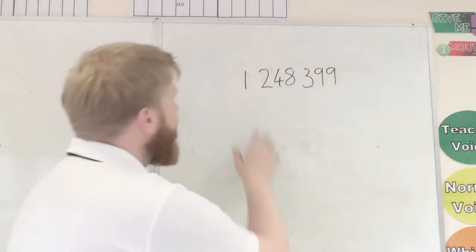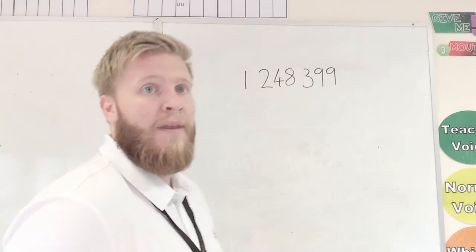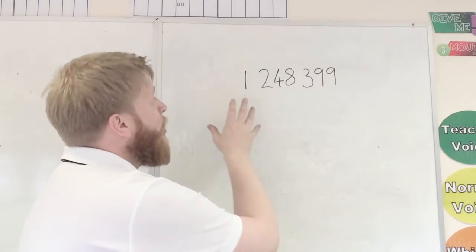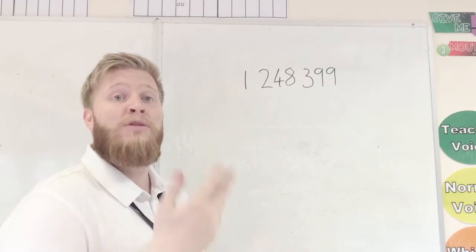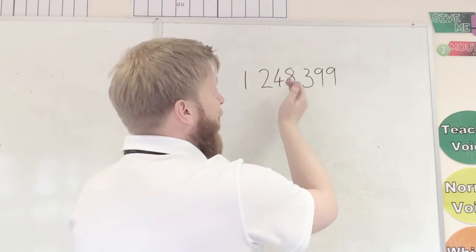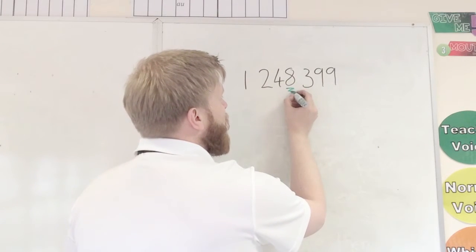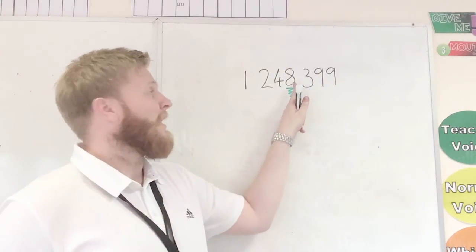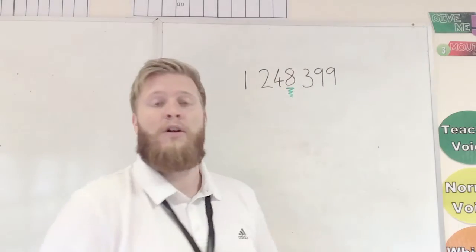Now I have a bigger number here, 1,248,399. My first job is to find what number I'm rounding to. So if the question on this one said, round this number to your nearest thousands, I'd have to find my thousands column. So I go ones, tens, hundreds, this would be my thousands column. Obviously, as you can see, you need to know your place value so you can do this. So that is the number I am rounding to. That 8 represents 8,000. Okay, that's the first step, easy, finding the right column.